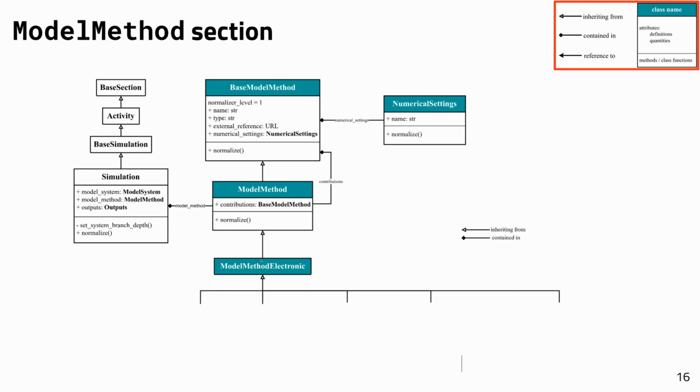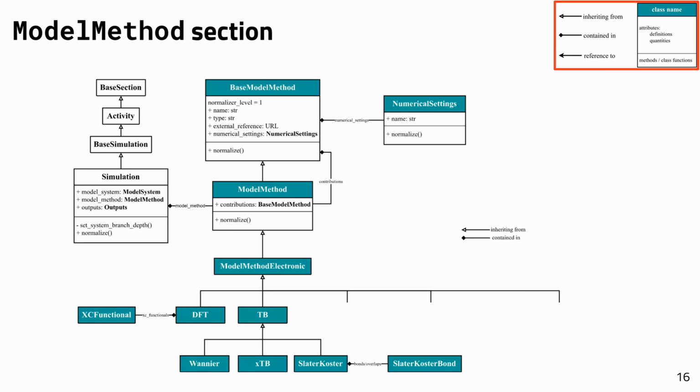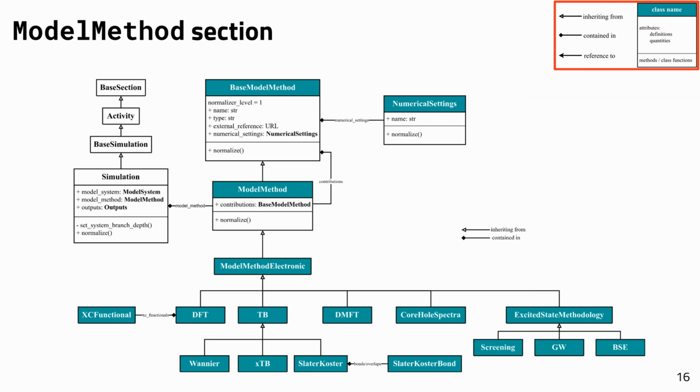Okay, you can forget about this intermediate one, which is also not so clear that it's going to survive in the near future. But the idea is that you will have different Hamiltonians or models that you solve, inheriting from that model method class. These are the ones that are implemented so far. There's density functional theory. You can have tight-binding models, like Wannier, extended, or Slater-Koster. You can have dynamical mean field theory. I'm skipping this because maybe it also will not survive in the near future. And then you can also have excited state methodologies like GW, and so on.